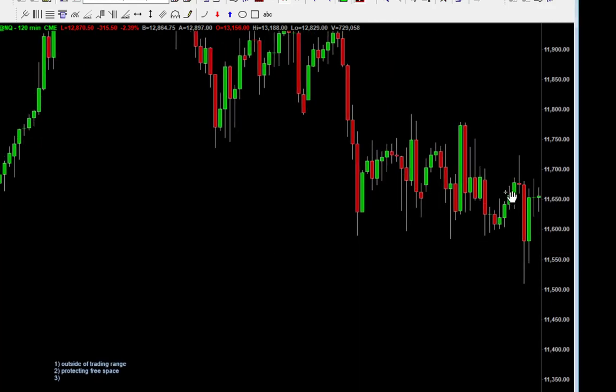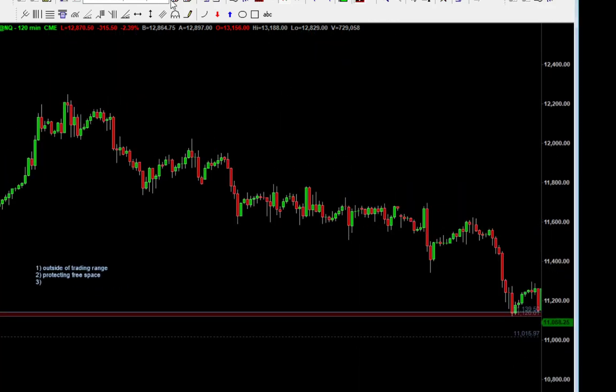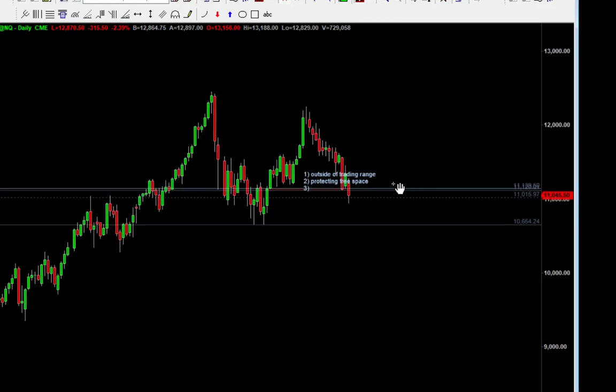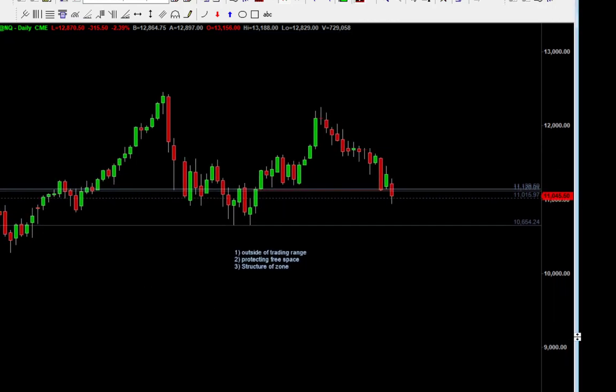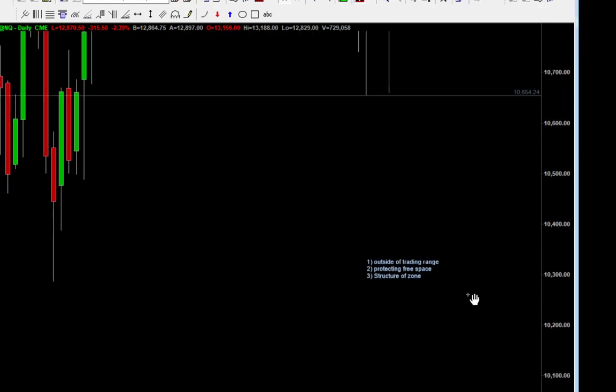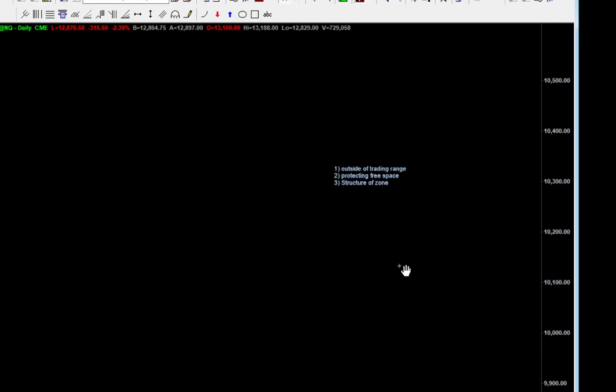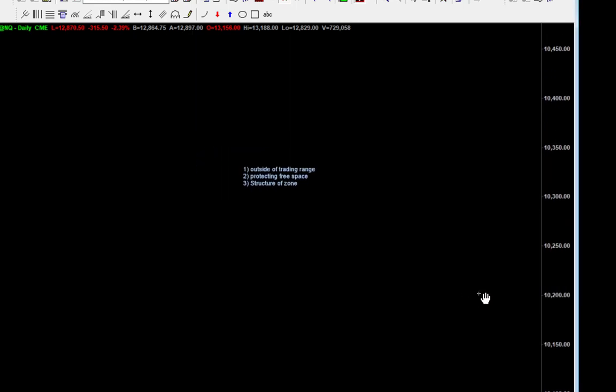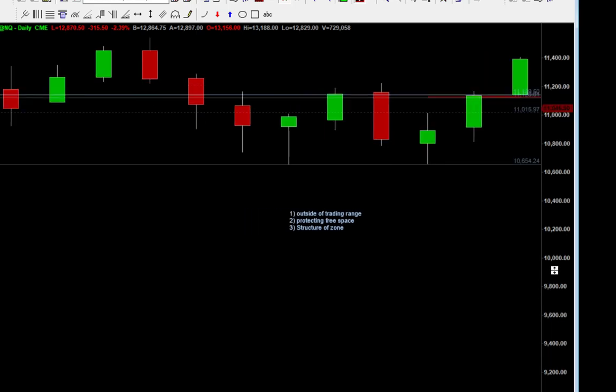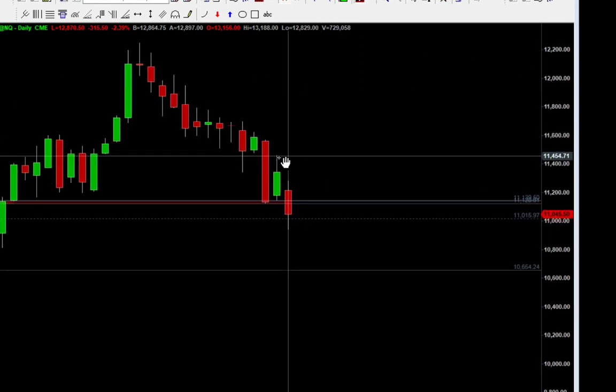So that's all my opinion. Let's just try to find another. I'm just gonna be trading here. 3 is structure of zone. And that's just the candlesticks right there. I just want everybody to see that. There you go. Okay, let's find another holding level.